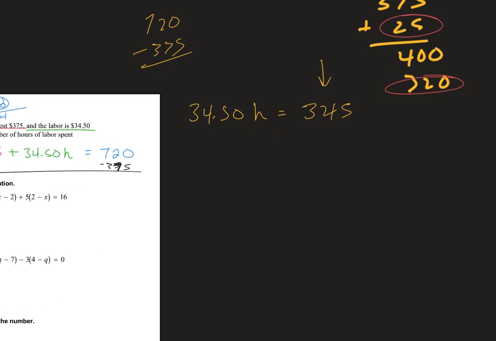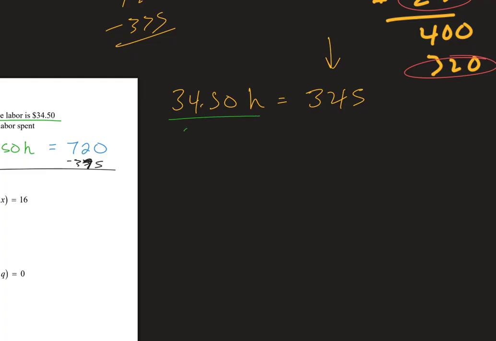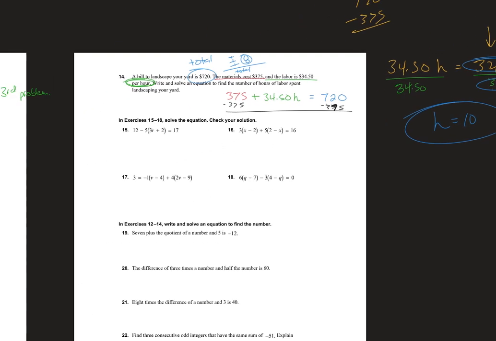Okay, so now I will divide by 34.50. And here's the thing. I would have to multiply this number by 10 to get 345. And so the hours are 10, because if that didn't make sense, 345 divided by 34.5 means there's 10 of these for one of those. So the answer is just 10. Okay, sorry if that was confusing.